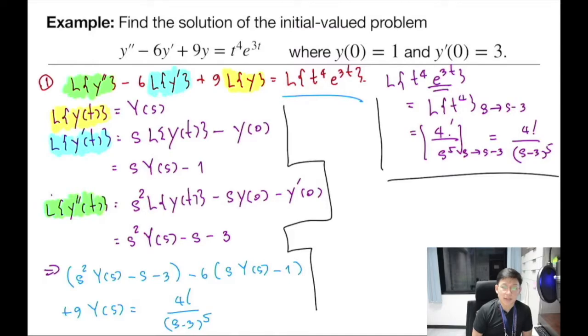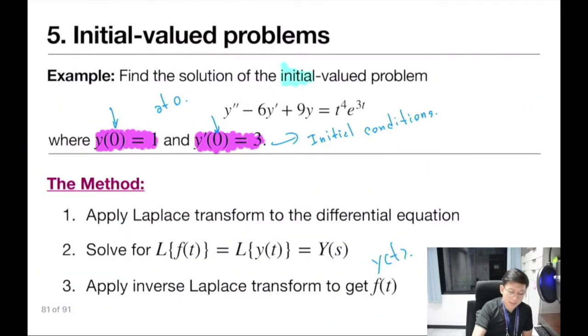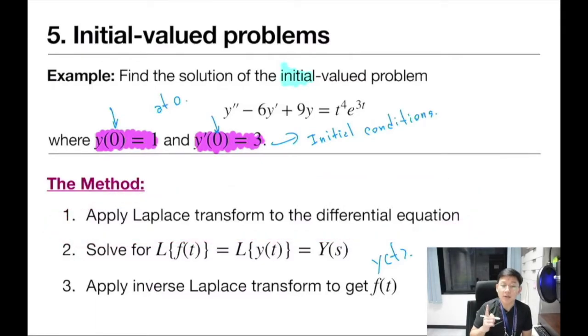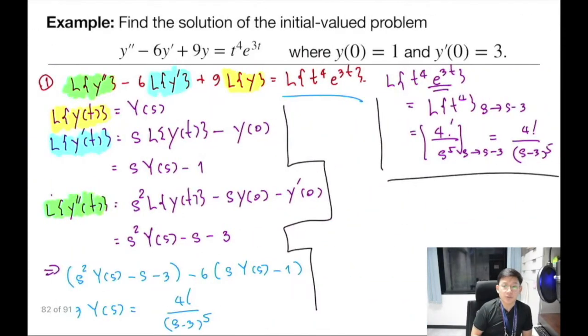Okay, and that's the first step. We apply the Laplace transform to the differential equation. After that, we solve for Y(s). So what is Y(s), guys? What is Y(s)? From here, we have that s squared.